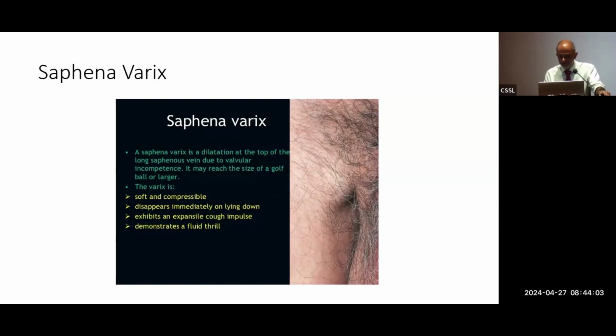So that lump is soft, compressible. It looks like a hernia. When you make the patient lie down, it disappears immediately, whereas a femoral hernia won't disappear. And it shows an expansile cough impulse. And there's a thrill also. A hernia won't give you a thrill, only a cough impulse.